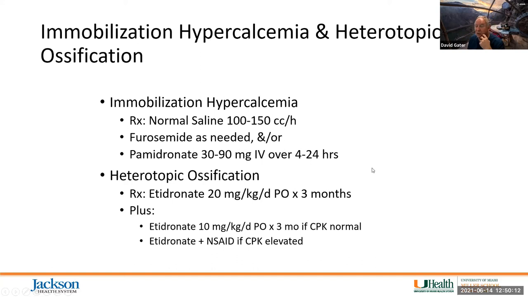Heterotopic ossification also occurs more likely as you have significant spasticity around the hips and knees. Etidronate, if you can get it, is the recommended treatment, 20 milligrams per kilo per day, but it's hard to find this medication anymore. And so oftentimes we're left with just using, at this point, non-steroidal anti-inflammatories to try to reduce the heterotopic ossification. Remember, that's normal bone in abnormal places. So in spinal cord injury, you see that particularly in the hips and knees, and then the shoulders and elbows less frequently.